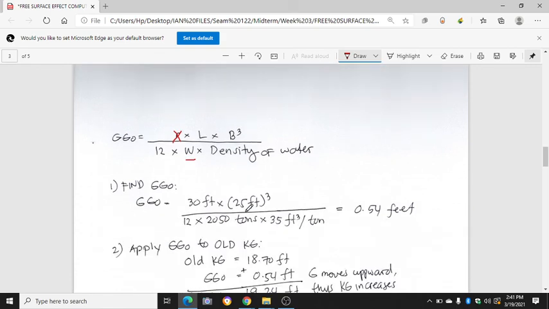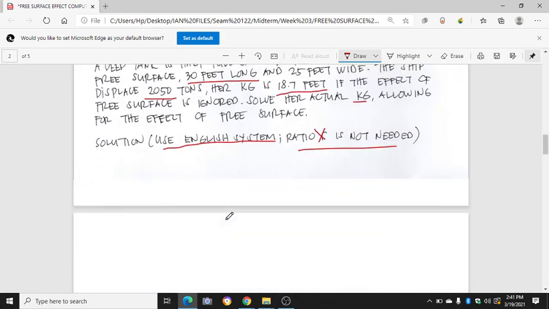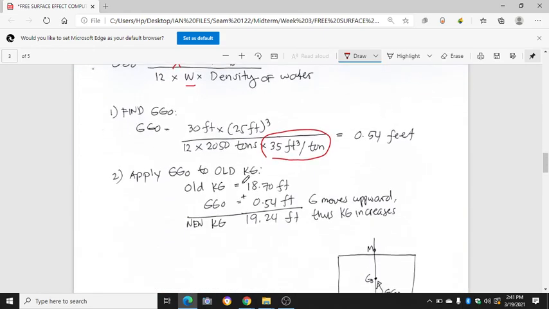Now find GG0. The length of the tank is 30 feet. GG0 equals the length of the tank times 25 times 25, divided by 12 times 2,050, the displacement of the ship, times 35 cubic feet per ton. Why do we use 35 cubic feet per ton? Because this is the English system. So the answer is 0.54 feet.